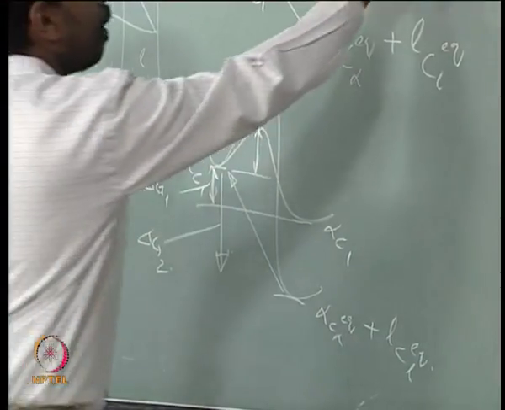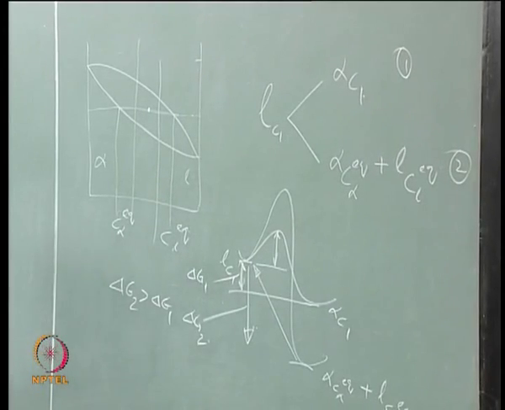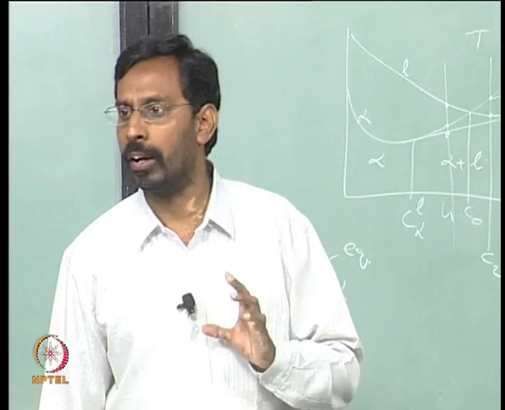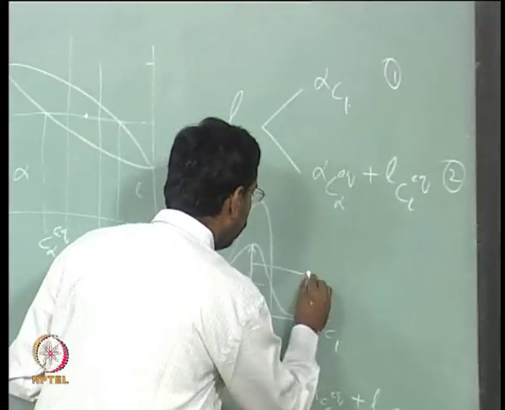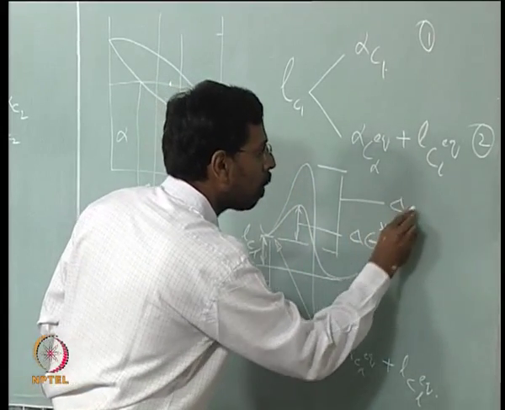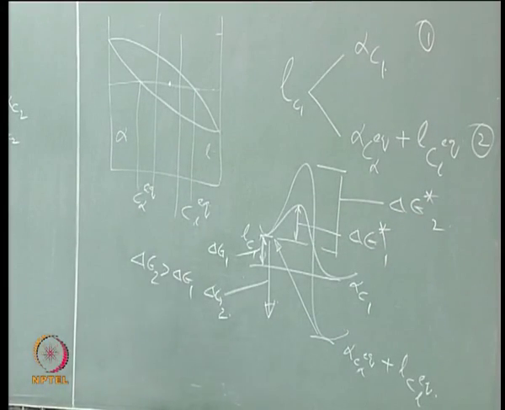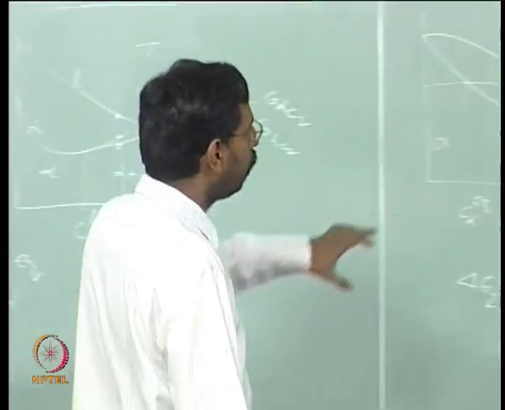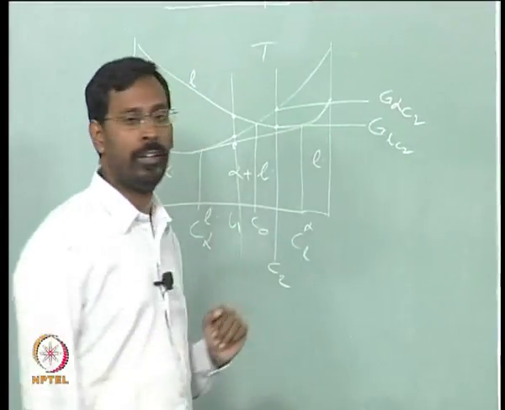This we call path 1, and this path 2. For path 1 the driving force is smaller, for path 2 the driving force is larger, but the activation barrier for path 1 is smaller. This is what you can call delta G star 1, and this delta G star 2. So, the activation energy is larger there because of the large diffusion that is necessary. As a result, this is what happens in this particular case, where compositions are to the left of the C naught composition.